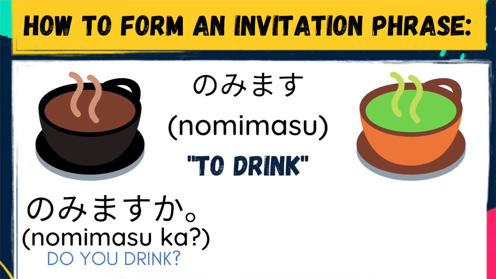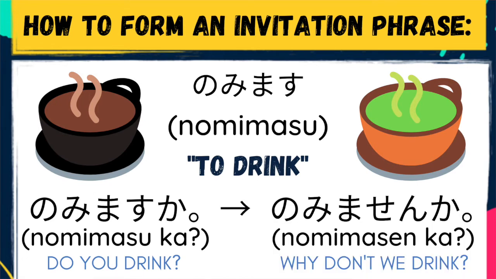But when you make the question to its invitational phrase, first off you have to conjugate the verb to its non-past negative form. So, nomimasu will become nomimasen plus the question particle ka at the end. So, nomimasen ka? In English, why don't we drink? Easy, right? Easy how to conjugate the verbs.